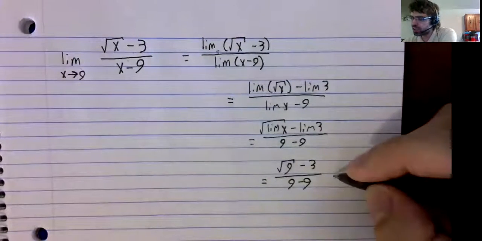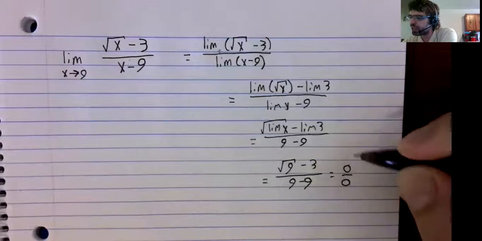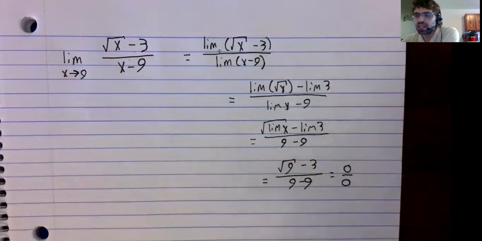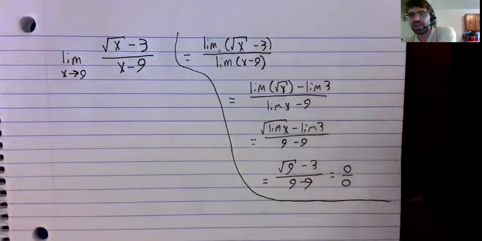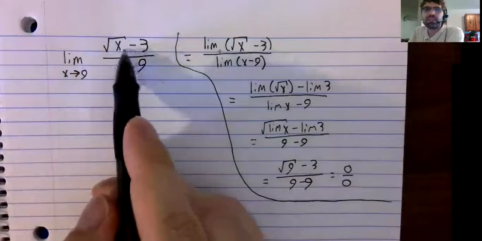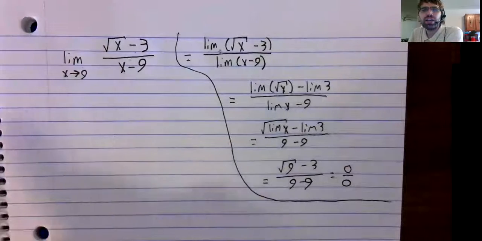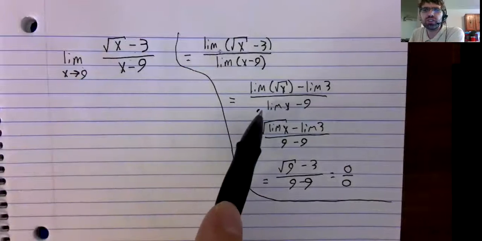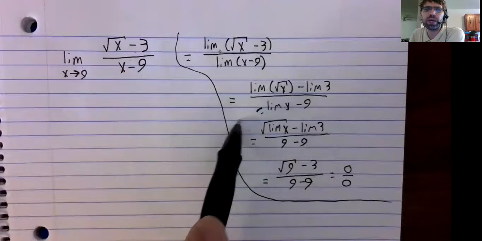But of course, you see that 9 divided by 9, we do get a division by 0 error. So we have square roots being added and subtracted. We have division, and we get a division by 0 error if you try to use our limit rules to evaluate the limit that way.